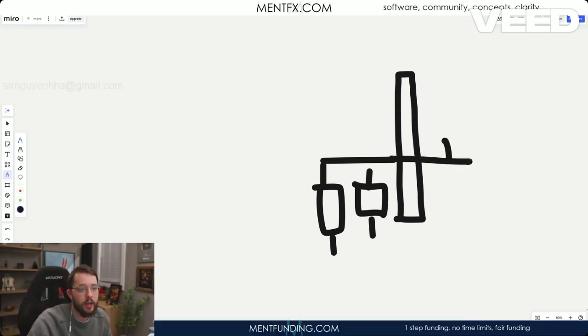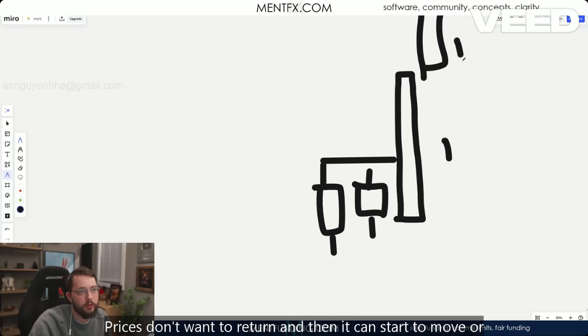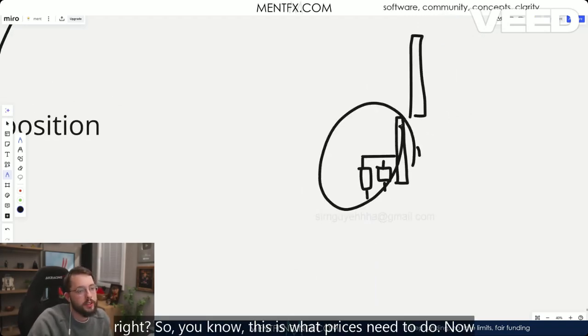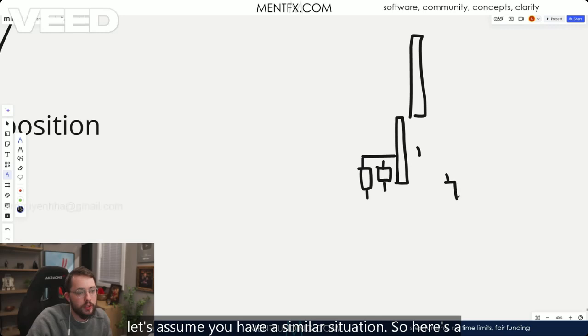And as it does this, price doesn't want to return, and then it can start a move, or it can come back to break even, or it starts its move and becomes part of a very large runner. So this is what prices need to do. Now, let's assume you have a similar situation.